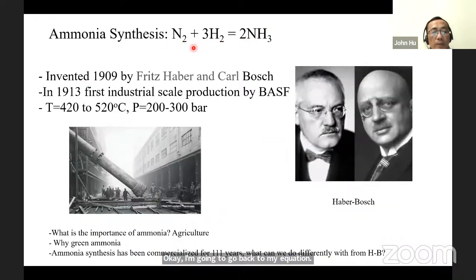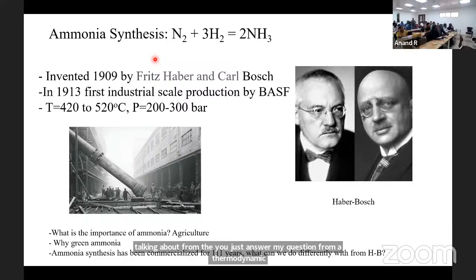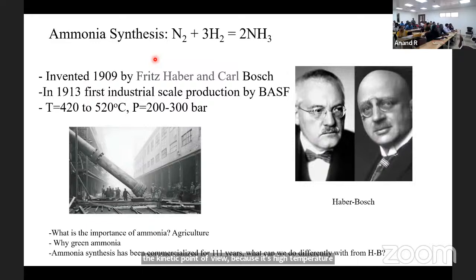Looking at this equation, ammonia synthesis. Can everyone tell me why ammonia needs high temperature and high pressure? Just answer my question from a thermodynamic and kinetic point of view. Why high temperature, high pressure? Nitrogen fixation is very difficult. Breaking the bond between nitrogen.